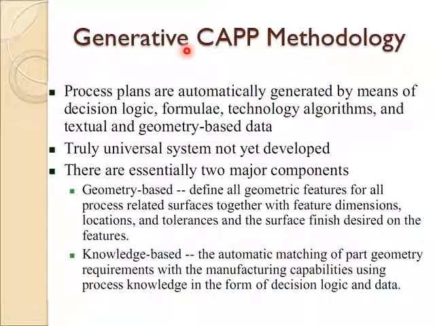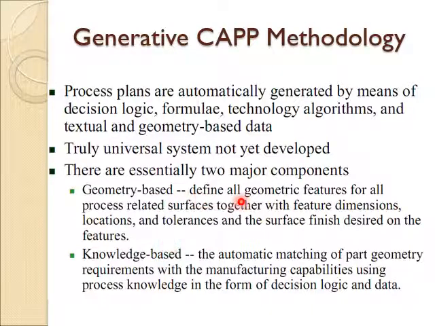The second method is the generative CAPP system. In this method, the process plan is automatically generated by means of decision logic, formulas, technology algorithms, and textual and geometrical based data. So we generate the process plan by using these elements. It's a truly universal system, not yet developed. We can say it has two components: one is a geometrical based methodology, the second is a knowledge based method.